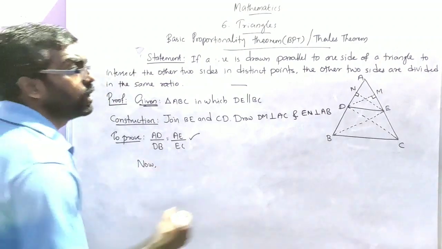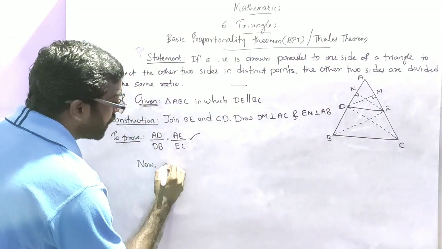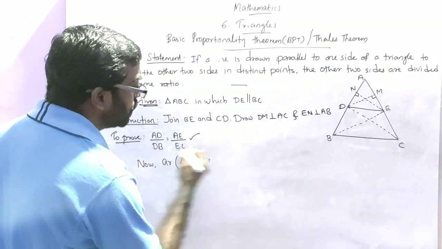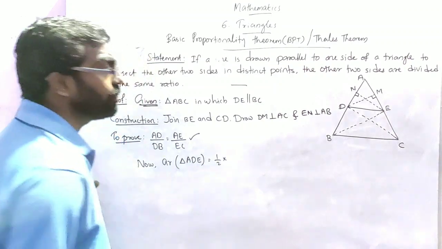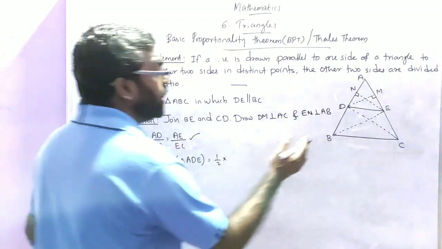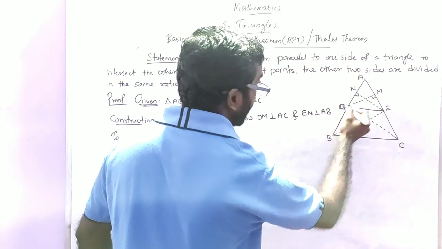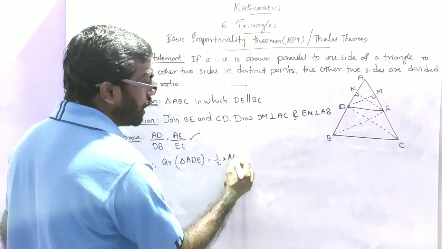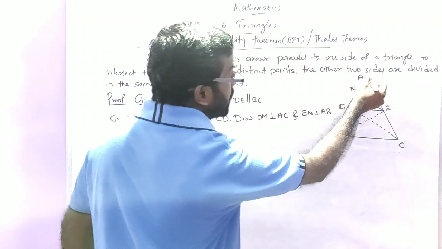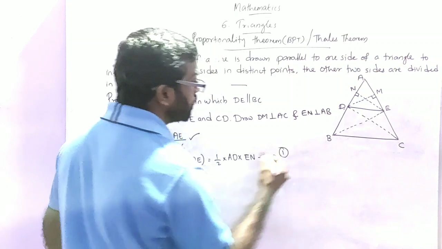Now we can consider the triangle ADE and we are going to find the area. Area of triangle ADE is equal to half into, we know the formula to find the area, half BH. Area of triangle is what? Half BH. So half into, here I take the base as AD because the perpendicular line is drawn to the side AD. Okay. So half into AD into EN. Clear? Base is AD and the corresponding perpendicular is EN. Take it as equation number 1.